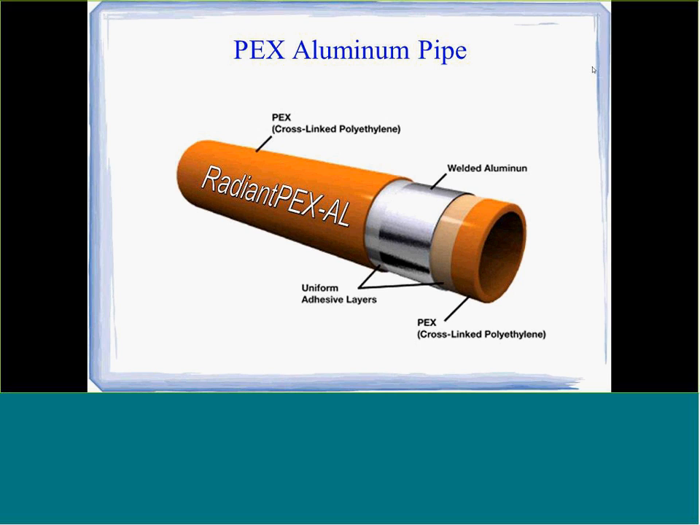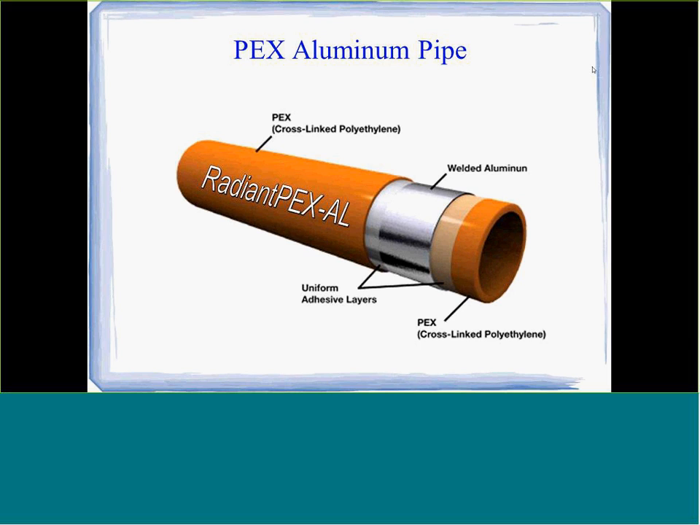PEX aluminum pipe has that inner core of PEX, usually a welded aluminum layer. That aluminum layer is usually 1 to 2 millimeters thick, and then it has a PEX layer on the outside. One thing that PEX aluminum does is it protects your oxygen barrier.